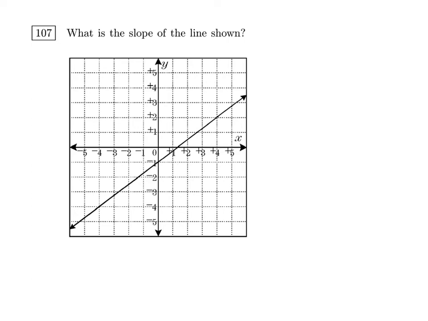What is the slope of the line shown? All right, let's find two lattice points. There's one lattice point, and there's another one. So the slope is up 3 and right 4. So my slope is 3/4.